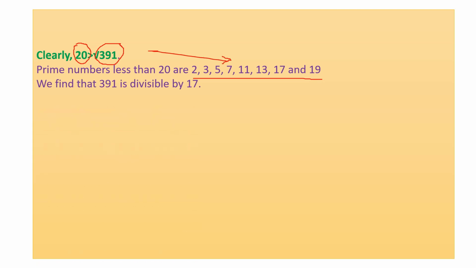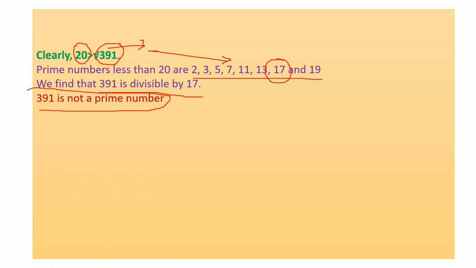Next we are considering 391. The closest square root value is 20. Here also we list the prime numbers less than 20, which are 2, 3, 5, 7, 11, 13, 17 and 19. Next we have to find whether 391 is divisible by any of the listed prime numbers. Here we know that 391 is divisible by 17, so the given number is not a prime number. If it is not divisible by any of the listed prime numbers, then the given number is a prime number. If it is divisible by at least one of them, then it is not a prime number. So we know that 391 is not a prime number.